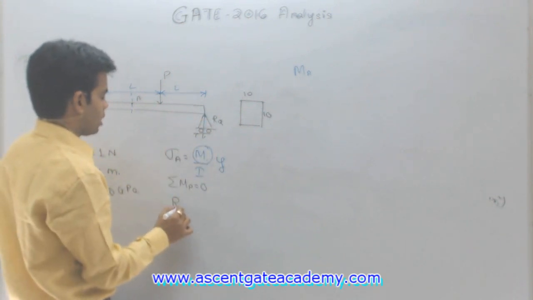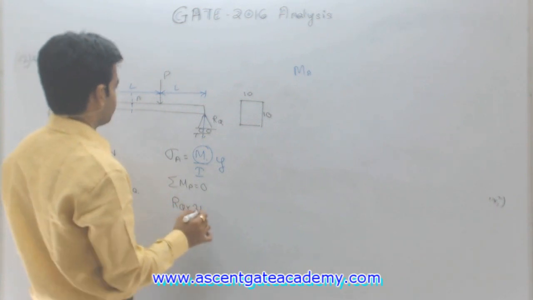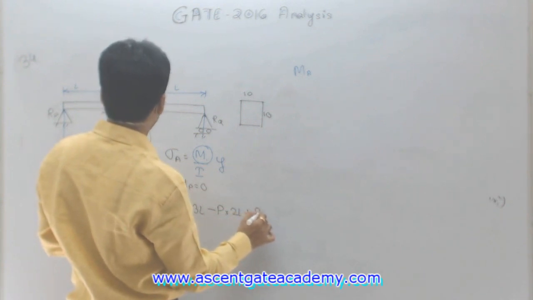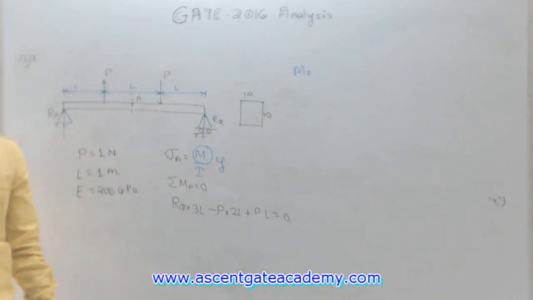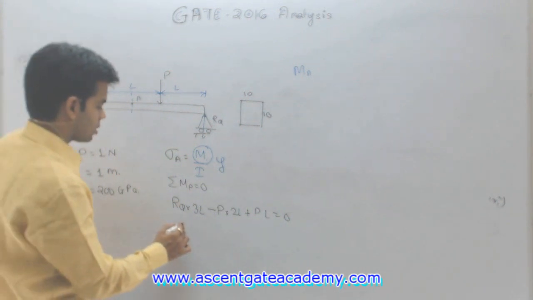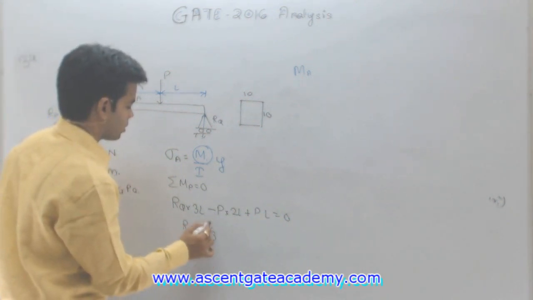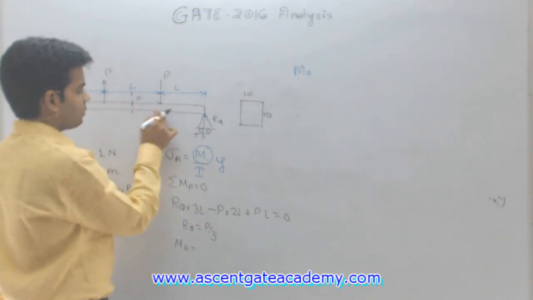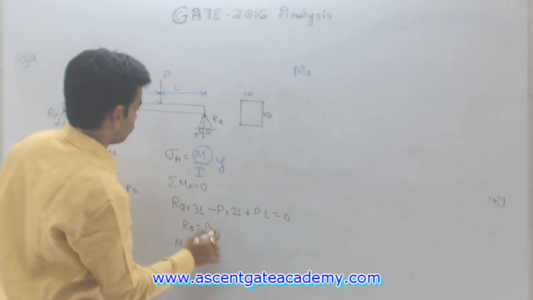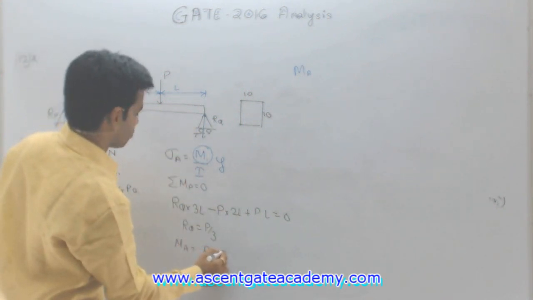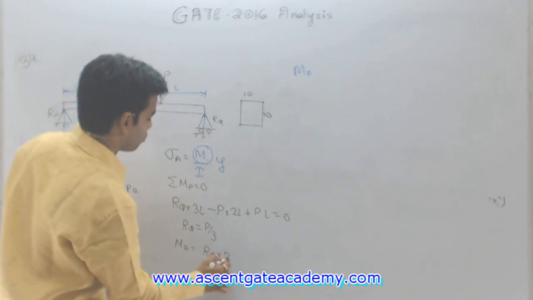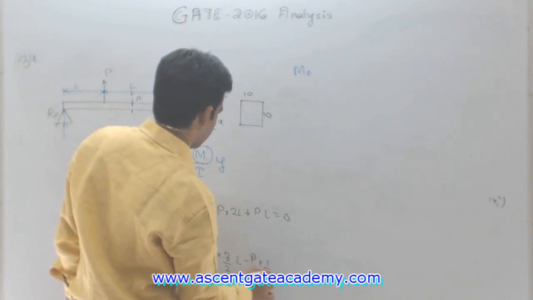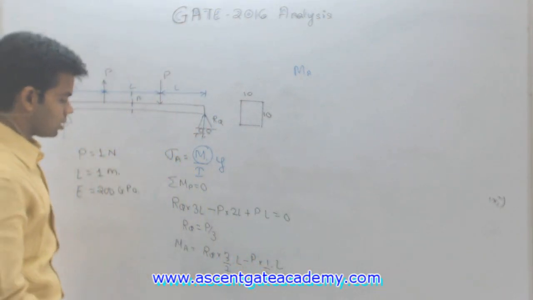So this will be RQ into 3L minus P into 2L plus P into L is equal to 0. And from here we will get the value of RQ. This RQ will be equal to P by 3. Getting this? Now get the value of the moment at A. The moment at A we can determine now: RQ into 1.5 L, or you can say 3 by 2 of L, minus P into 1 by 2 of L. Getting this or not?